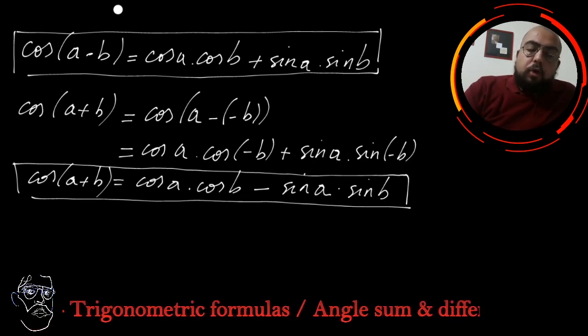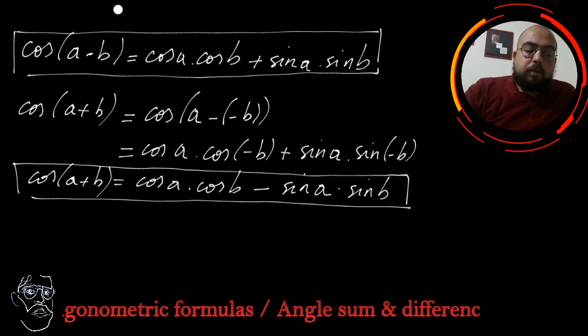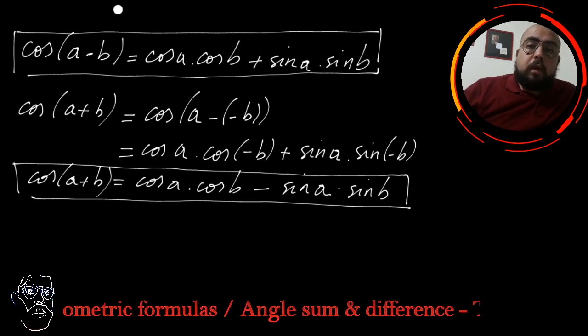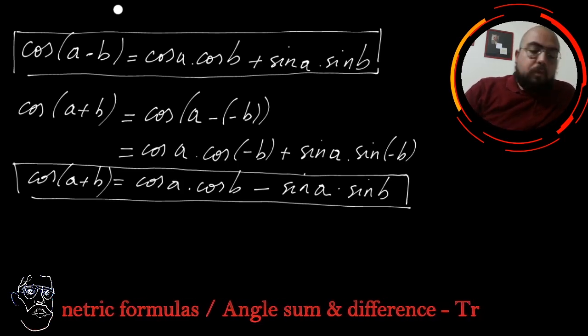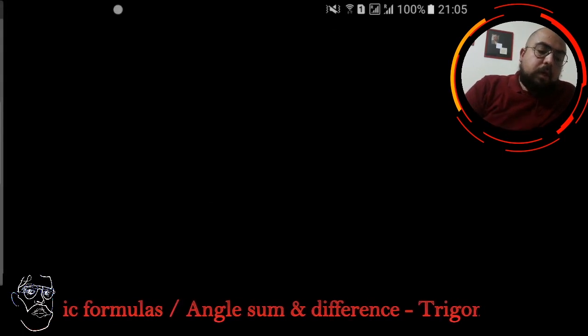So for cosine A plus B, I can use the second formula. Alright, I will go through sine also. How am I supposed to find sine A minus B, sine A plus B, and then we're gonna take a few examples. So let's go and find sine.